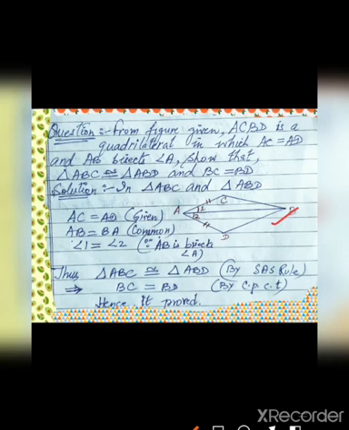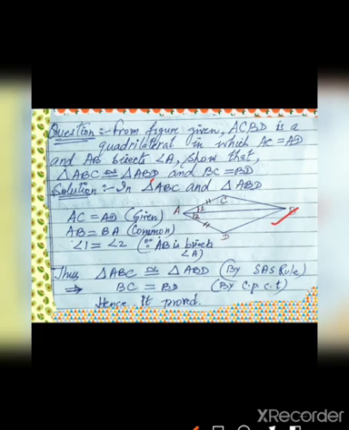Now we have to prove here that triangle ABC is congruent to triangle ABD, and also BC equals BD at the end. BC equal to BD we also have to prove here. Now look at the solution.